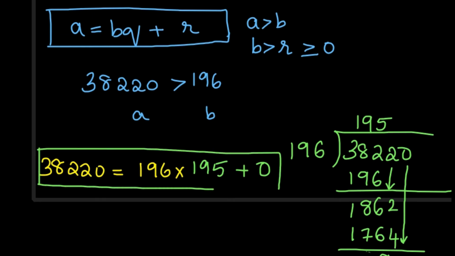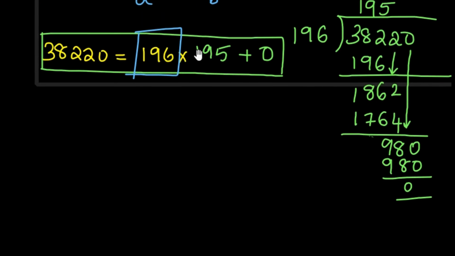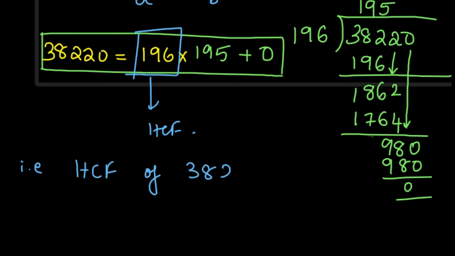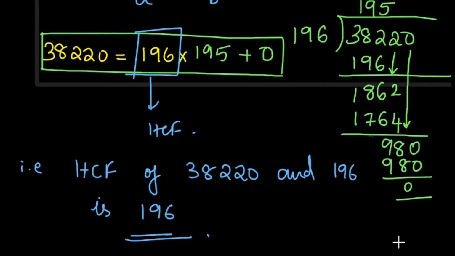Therefore, the HCF will be this number, that is, HCF of 38,220 and 196 is 196. This is the answer.